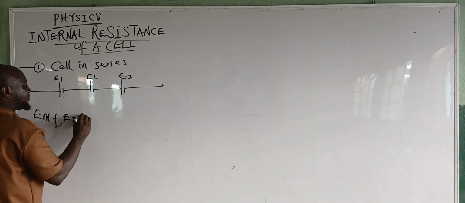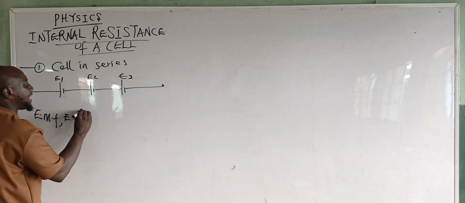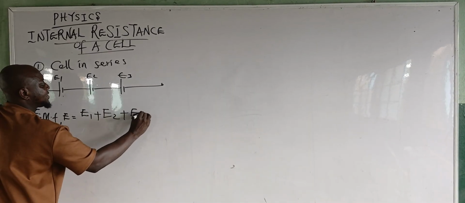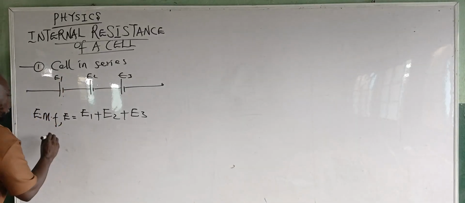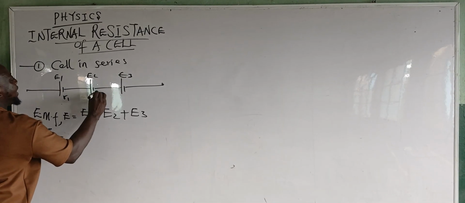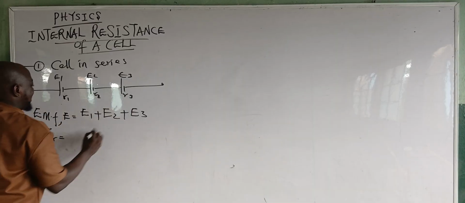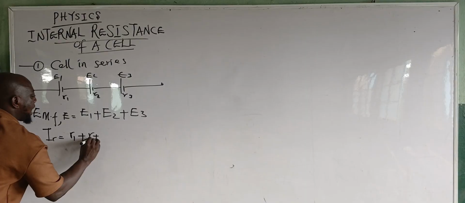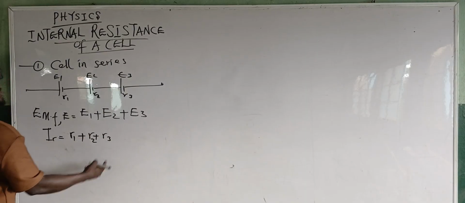So if you want to calculate the EMF here, we say it is the addition of the three EMF. That is all. So add them up. Next up, how do I calculate the internal resistance for this? So this is my R1, R2, and R3. We are going to add them up as well. So this is how you do this one here.